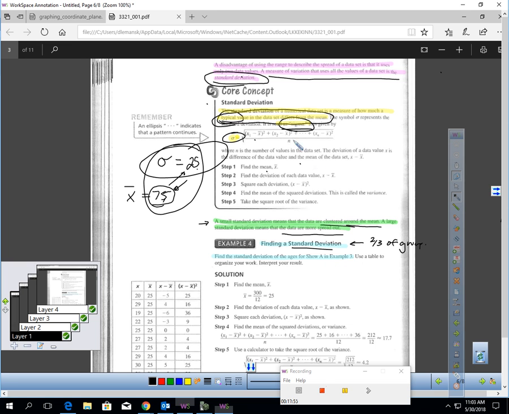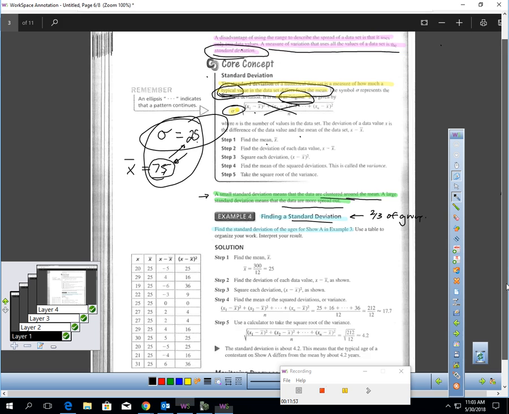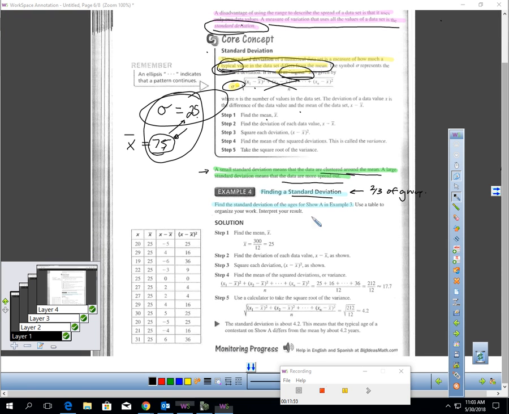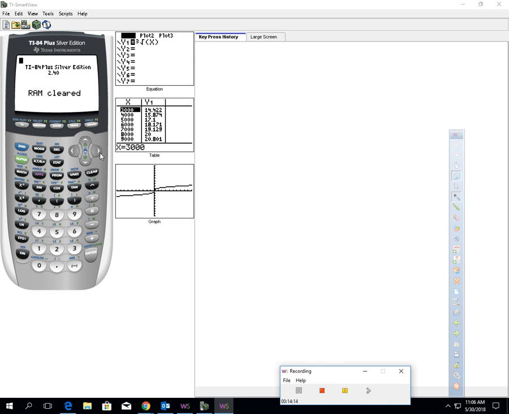Now, to find standard deviation, we don't have to worry about the formula. We're going to use your calculator. So I would get your calculator out. We're going to type this data in our calculator. These were the ages of people in show A. We're going to find the standard deviation for show A. So take your calculator out. Let's do that together. And you'll notice on my calculator I cleared the RAM.